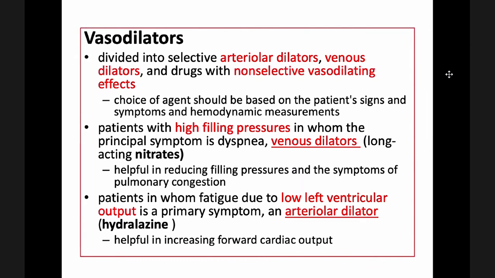Vasodilators are divided into your selective arteriolar dilators and venous dilators, and drugs with non-selective vasodilating effects. So the choice of agent should be based on the patient's signs and symptoms and hemodynamic measurements. So patients with high filling pressure in whom the principal symptom is dyspnea would benefit from your venous dilators, so your long-acting nitrates. They will reduce your filling pressure and the symptoms of pulmonary congestion. Now, in patients in whom fatigue due to low left ventricular output is the primary symptom, they will benefit more from your arteriolar dilator, like your hydralazine. So it will increase the forward cardiac output.